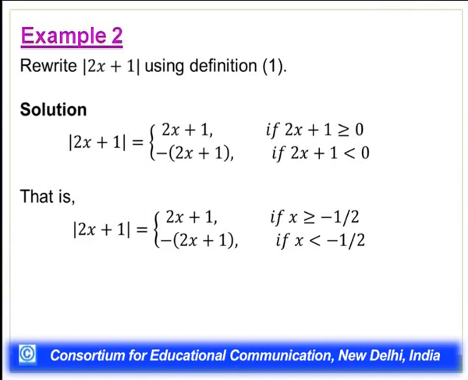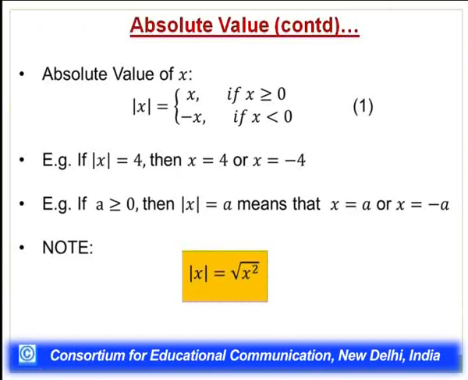So again, instead of x, we are going to write 2x plus 1 in the definition. So the absolute value of 2x plus 1 is equal to 2x plus 1 if 2x plus 1 is greater than or equal to 0, and it is equal to minus of 2x plus 1 if 2x plus 1 is negative. And this can be simplified as follows. The absolute value of 2x plus 1 will be 2x plus 1 if x is greater than or equal to minus half, and it is equal to minus of 2x plus 1 if x is less than minus half.